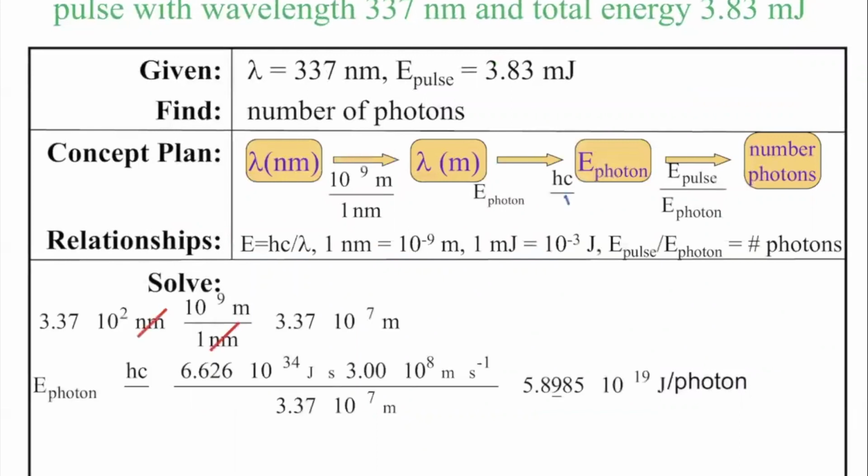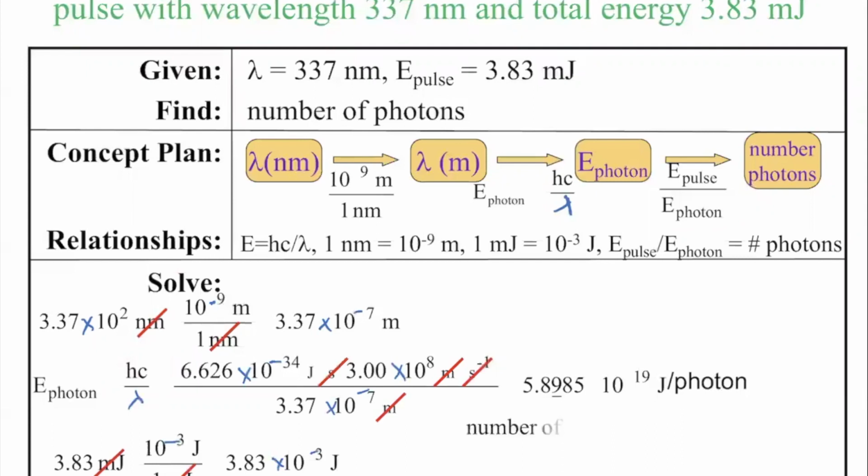I don't know why it's not writing everything. So 3.7 times 10 to the second equals -9. Let me make sure the numbers, for some reason they're not coming out. -7. Times 10 to the -34 times 10 to the 8 times 10 to the -7, -3, times 10 to the -3, times 10 to the -3.